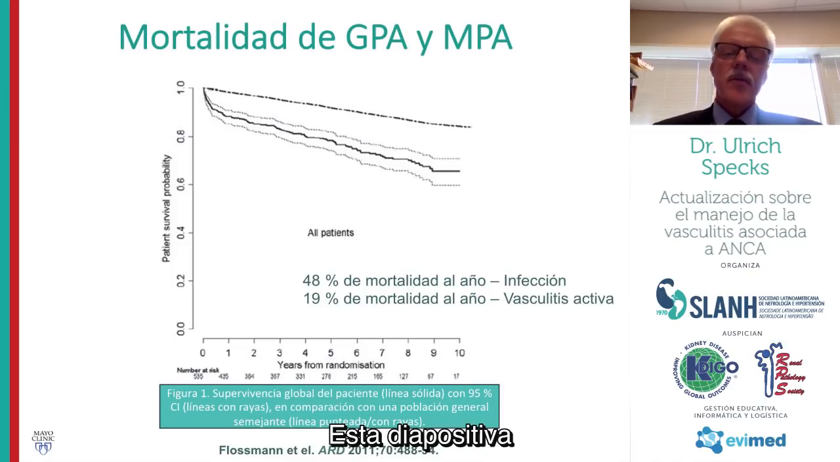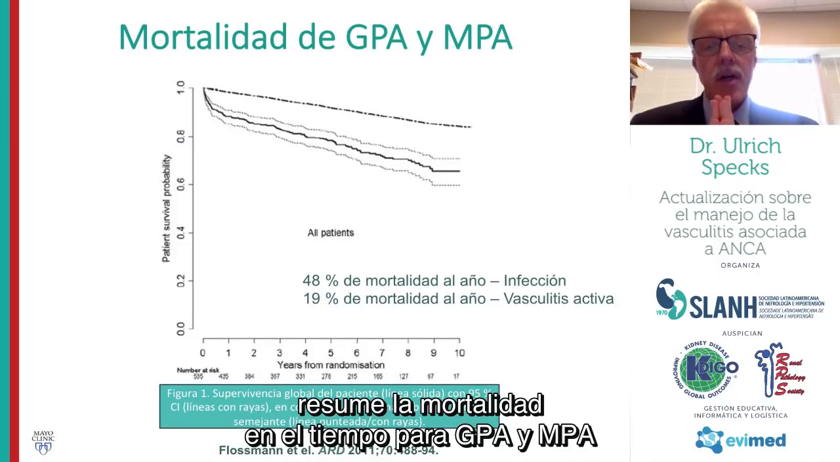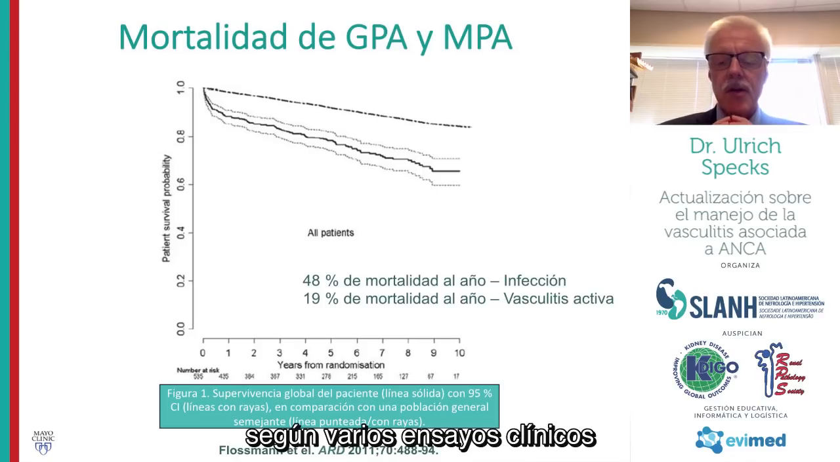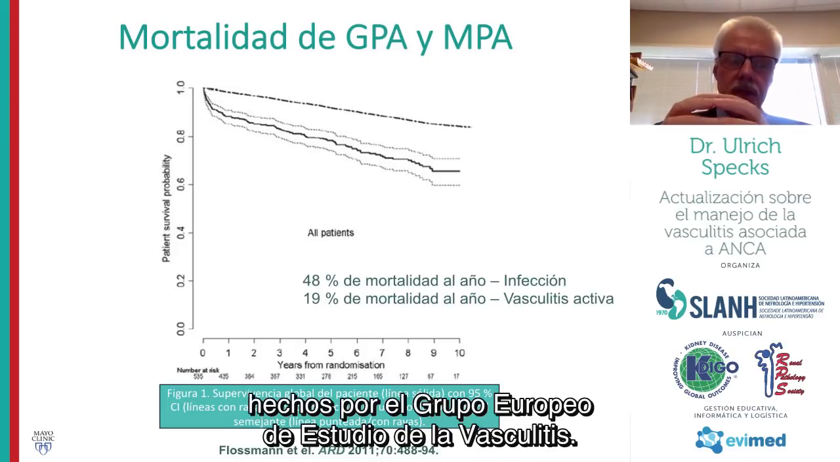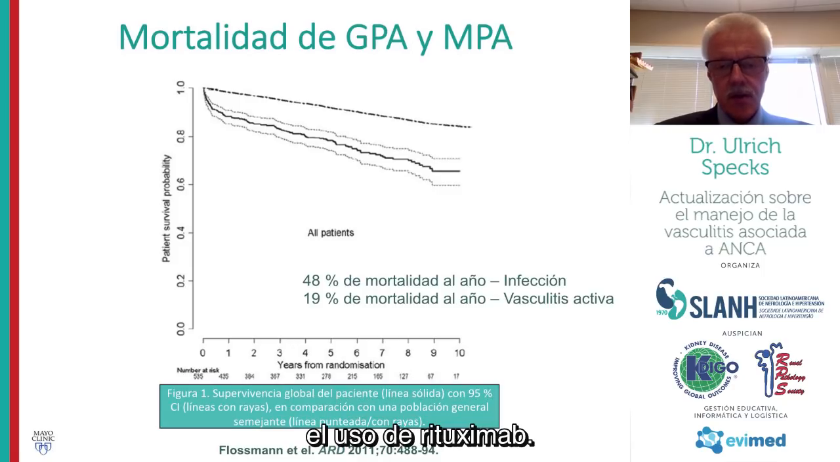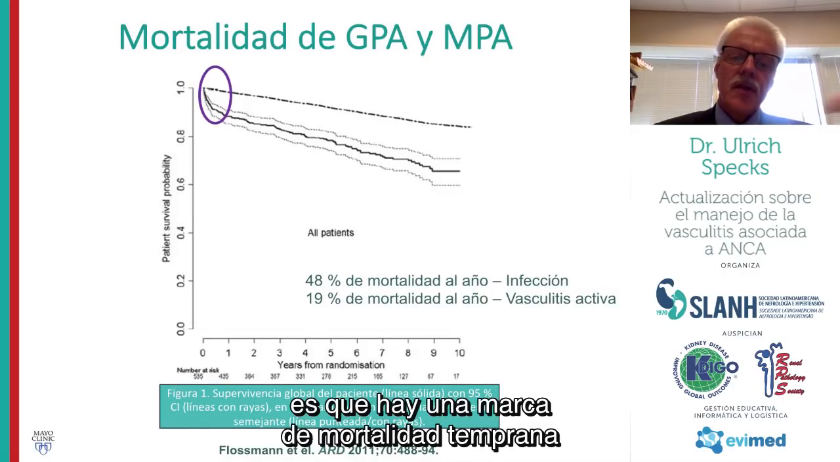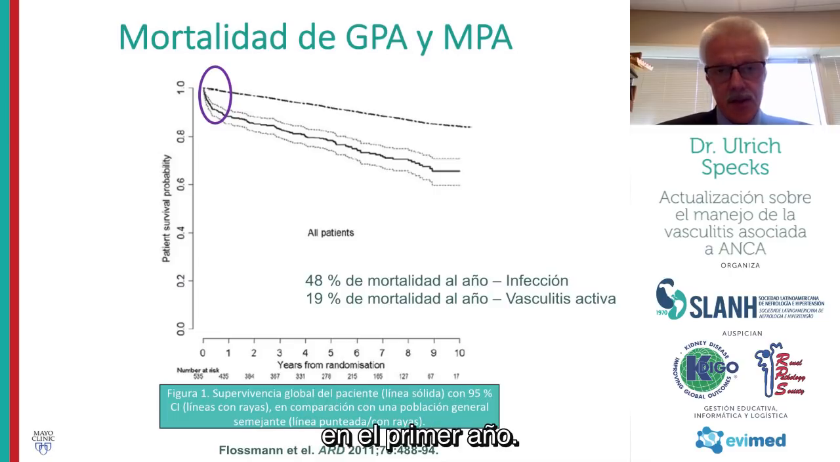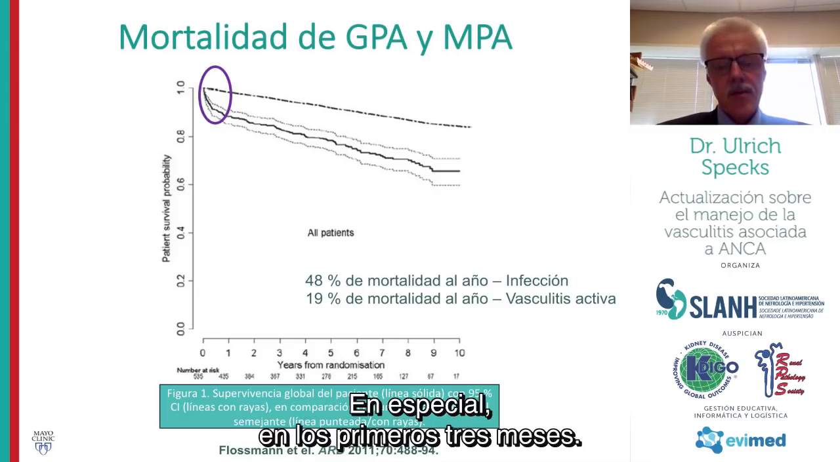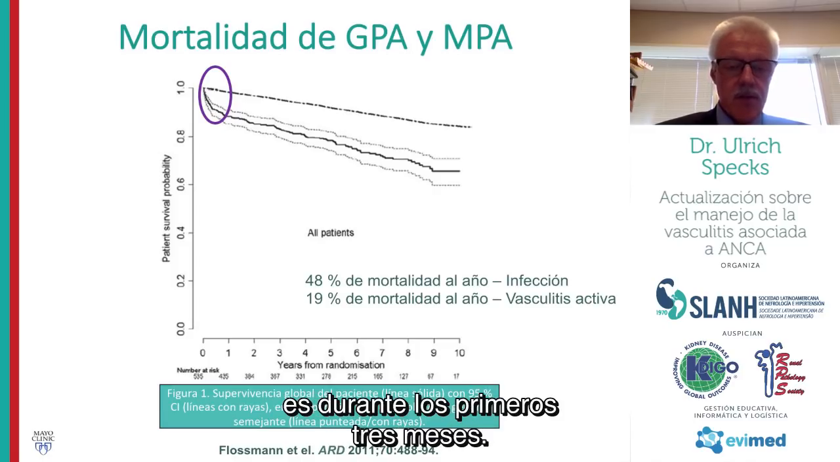Now, this slide summarizes the mortality over time for GPA and MPA based on several clinical trials conducted by the European Vasculitis Study Group. This data precedes the use of rituximab. What this shows is that there is an early mortality signal in the first year, particularly in the first 3 months. So the highest risk for the patient of death is in the first 3 months.